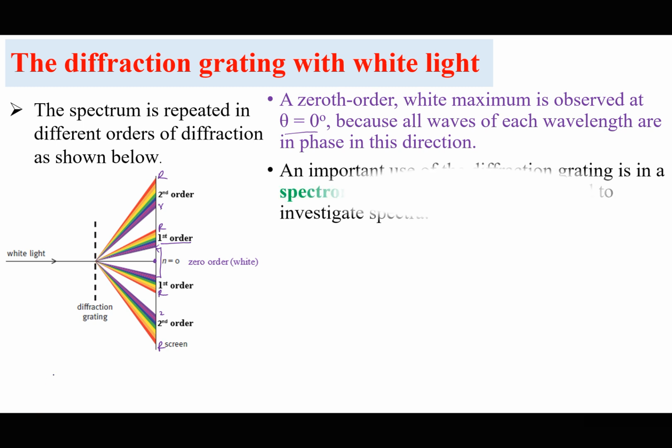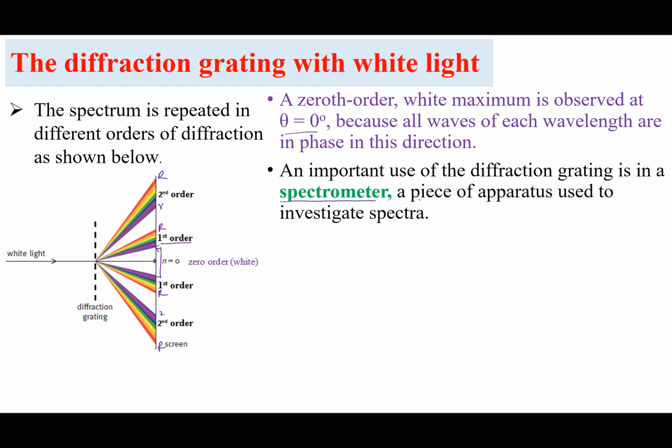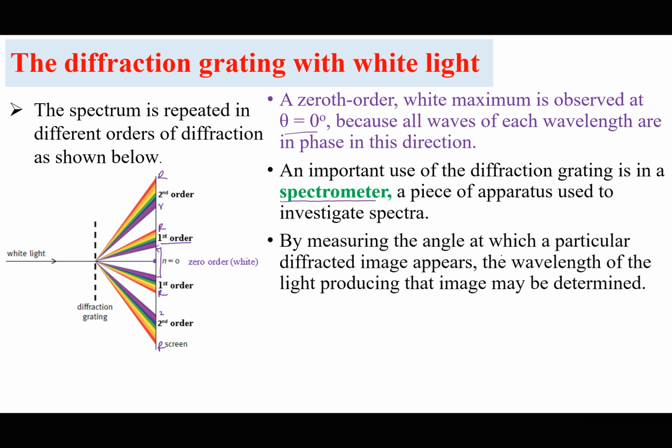An important use of diffraction grating is in an instrument we call a spectrometer, which is a piece of apparatus used to investigate spectra. If we can measure the angle at which a particular diffracted image appears, then the wavelength of light producing that image may be determined. If only we can measure the angle of diffraction, then from d sine theta equals n times lambda.